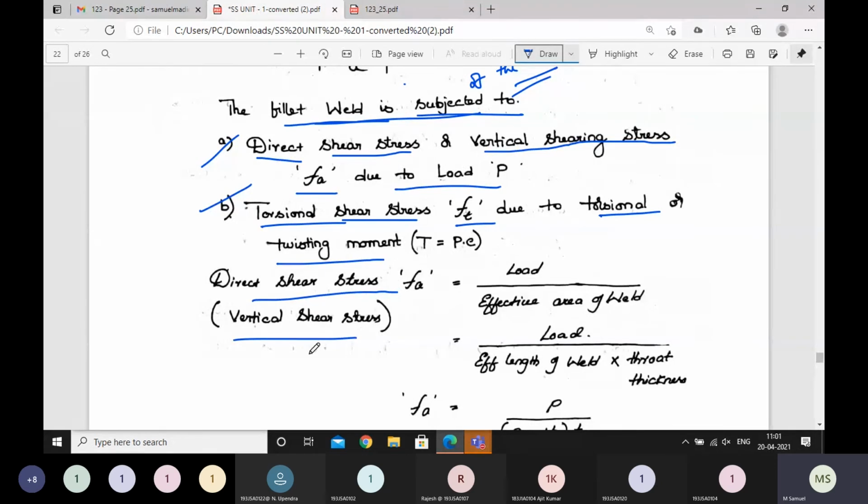Direct shear stress, which is represented with FA, is given by load by effective area of weld. Load, factored load P, remember factored load P, and effective area of weld. I told you in the last class itself, what is the area of weld? Area of the weld is the length of the weld into throat thickness. I told you this, right? So this is the area of the shearing plane.